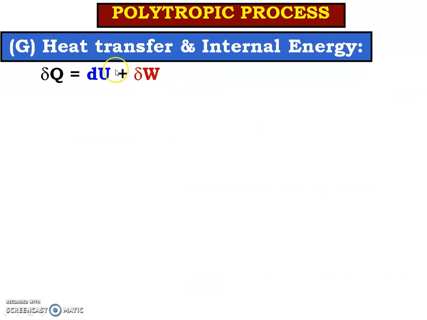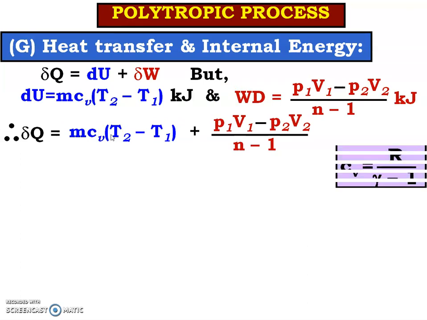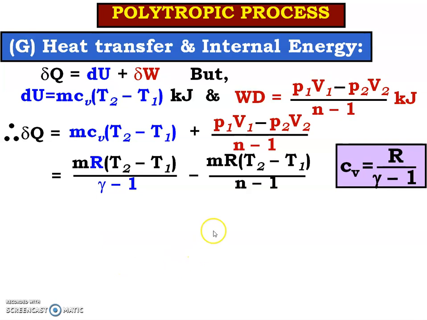Now let us find out the relationship between heat transfer and internal energy. Again starting from the same equation, putting the same value. Clear? Now again putting the value of CV is equal to R upon gamma minus 1. Here we have converted P1 V1 into MRT1 and P2 V2 into MRT2. So the answer will be MR(T1 minus T2). But we require T2 minus T1, so we have taken minus common. So it is MR(T2 minus T1) divided by n minus 1, and here MR(T2 minus T1) divided by gamma minus 1.